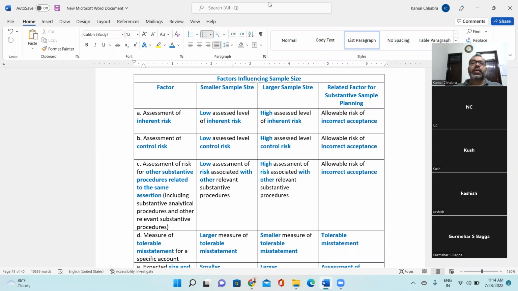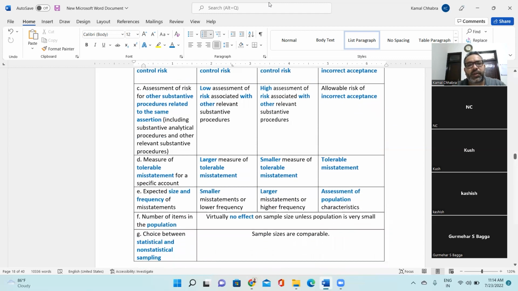Assessment of the control risk is also a major factor that impacts the sample size. If the control risk is low, then the number of samples will be low. Make sense? If the control risk is concluded as high, that means you are not relying on the control, so your test of details sample will be increased. This is also based on the acceptance of risk by the auditor, how much risk he or she is comfortable accepting.